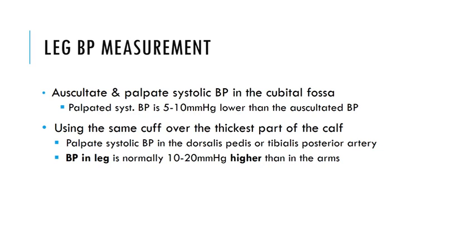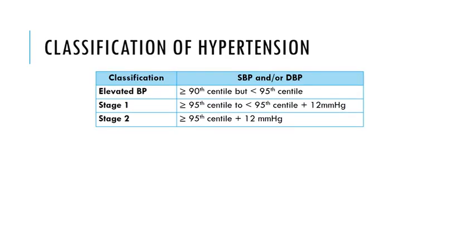What is important to note is that the blood pressure in your legs is normally 10 to 20 millimeters higher than in the arms. If you are not using the manual method and you are using the machines, you will then just put the cuff on the thickest part of the calf and set it to take the blood pressure. You will then get a systolic and diastolic pressure.